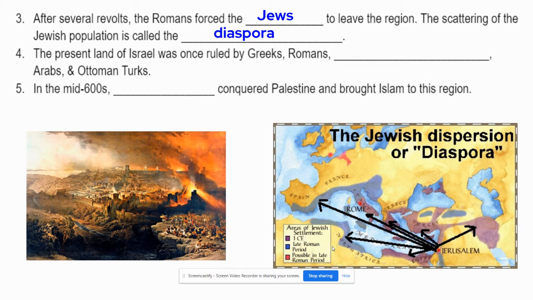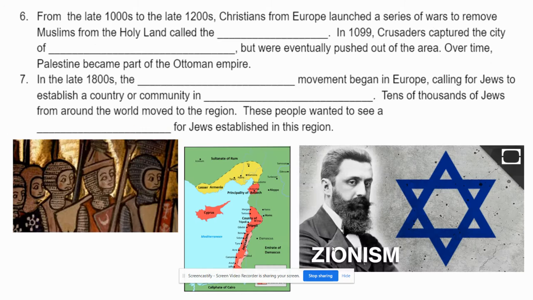Present lands of Israel were once ruled by the Greeks, the Romans, the Byzantines, the Arabs, and the Ottoman Turks. Around the mid-600s, the Arabs conquered Palestine and brought Islam to the region. From the late 1000s to the early 1200s, Christians from Europe launched a series of wars to remove Muslims from the Holy Land called the Crusades. Around the year 1099, the Crusaders captured the city of Jerusalem, but were eventually pushed out of the area, and over time, Palestine became part of the Ottoman Empire.